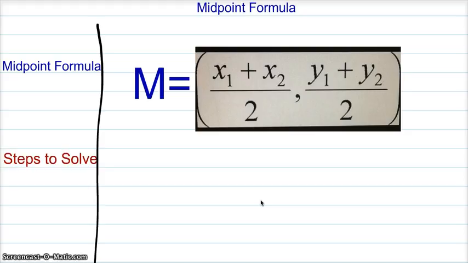There are steps that you have to take in order to find the midpoint, and I'm going to show you multiple ways to find the midpoint, but the first way is by using the formula, and we're going to talk about the steps that you're going to use to solve. You should be writing all of this in your spiral.